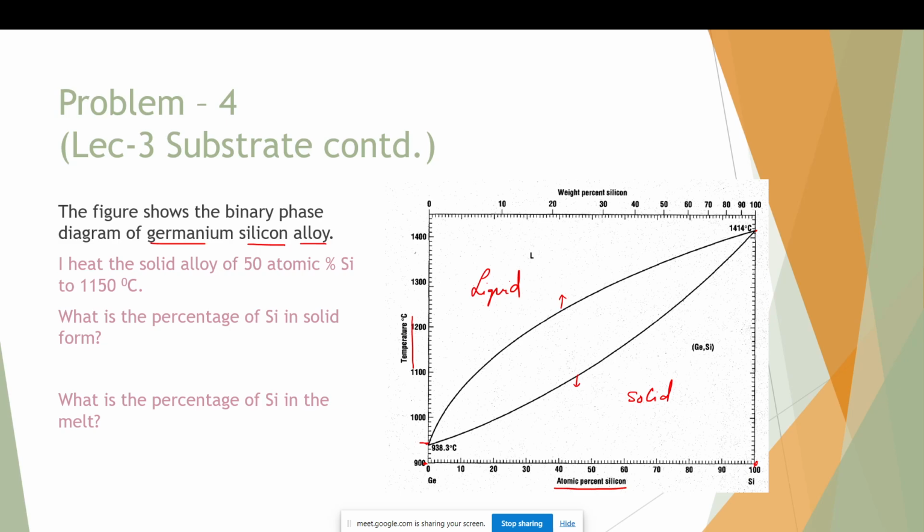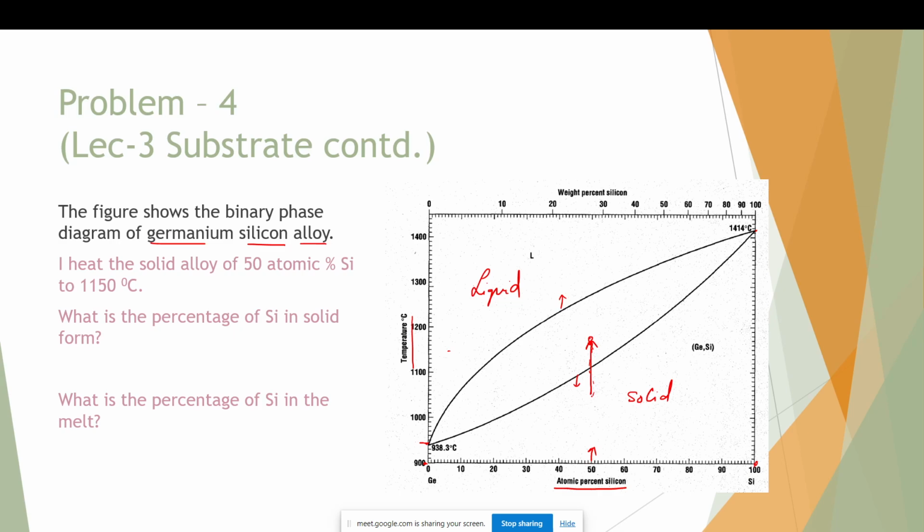Say the question is: I heat the solid alloy of 50 atomic percent silicon. So it's a solid, and it will be somewhere in this region of 50 atomic percent silicon. I heat it to 1150 degrees Celsius, so somewhere till here. I had a solid germanium silicon alloy and I heated it till this point. What is the percentage of silicon in the solid form?